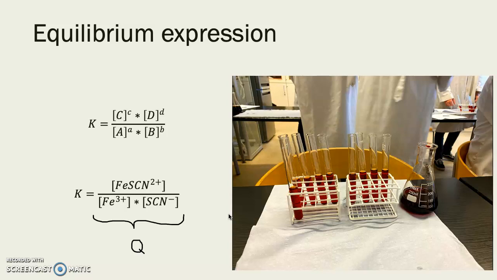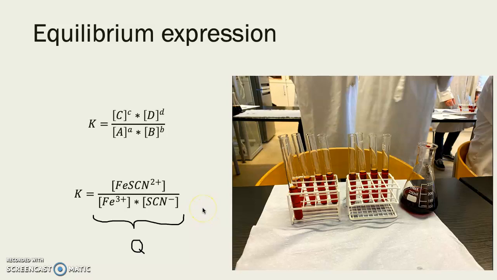So an equilibrium expression is an expression of the equilibrium constant K, which you see right here, which generally looks like this and is constructed from the general reaction scheme. Our equilibrium expression looks like this. In the numerator we have the concentration of the product, and in the denominator we have the concentrations of the two reactants. And this fraction is called Q, and this means that K is equal to Q at chemical equilibrium.